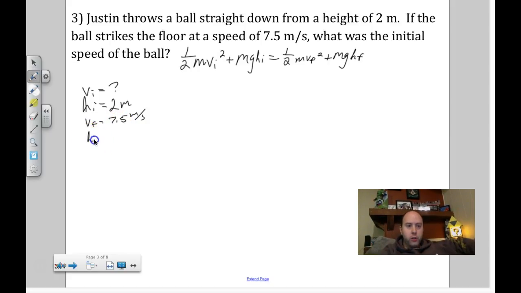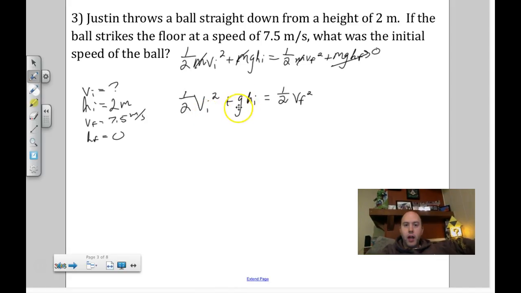So it hits the floor. The floor is your final height, and that would be 0. So that goes bye-bye. Everybody brought mass to the party, so goodbye mass. And so I'm left with 1/2 initial velocity squared plus gravity times initial height equals 1/2 final velocity squared. All right, I want to get initial velocity squared by itself.